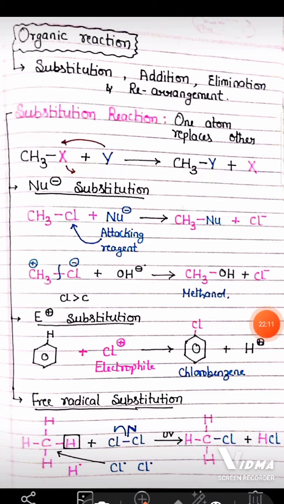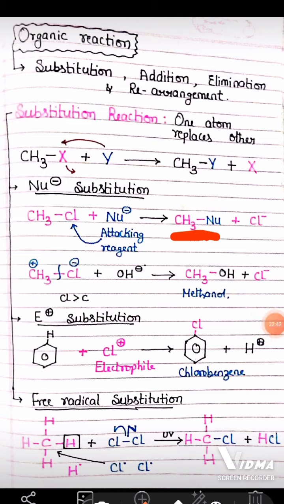So this substitution may be of three types. It may be nucleophilic substitution, electrophilic substitution, or free radical substitution. In nucleophilic substitution, what happens? One nucleophile substitutes another nucleophile. So here, in methyl chloride, the chlorine atom as chloride ion is substituted by a nucleophile as an attacking reagent, and because of that substitution we will get the nucleophilic substituted product.